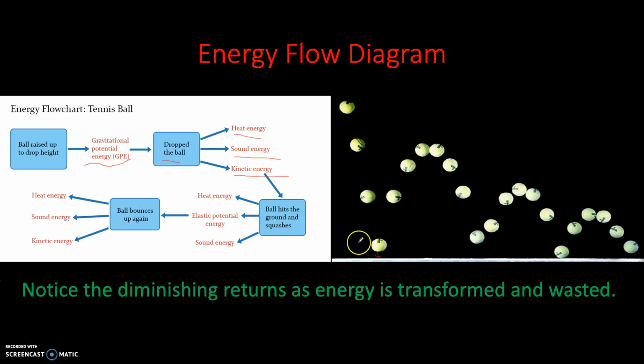The reason why the tennis ball doesn't bounce up to its original height is because there's some waste. Some of the energy is wasted in terms of heat and sound. So not all of the gravitational potential energy, not all of the kinetic energy, is transferred into elastic potential energy. Some of it is wasted on heat and sound.